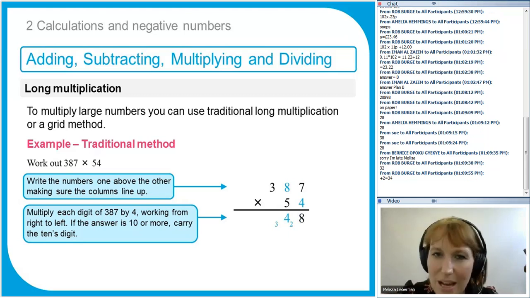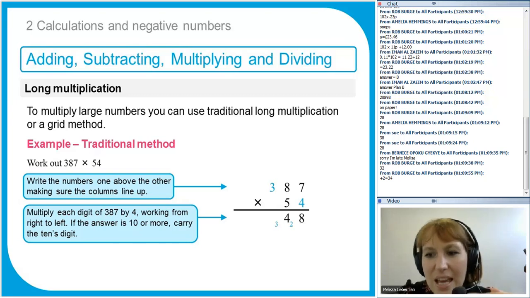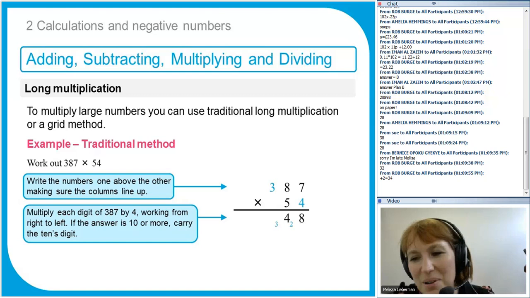So write down the 4, carry the 3, because the 3 is in the tens position, so we move that on to the next bit. Then we need to do 4 times 3. So we're just going to do digit by digit.